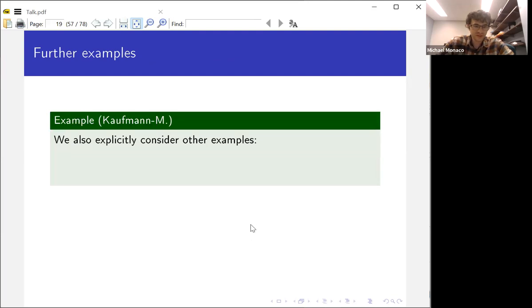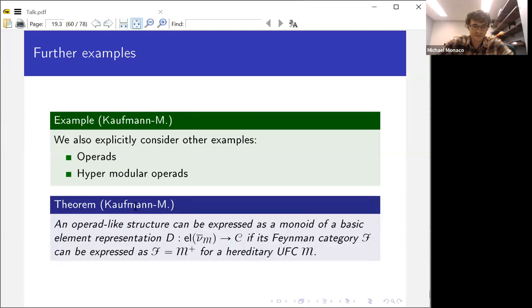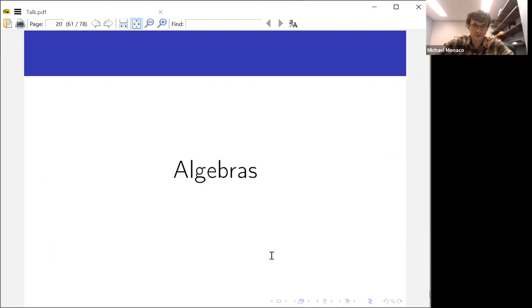So some further examples. In our paper, we explicitly consider operads and hypermodular operads. And then we show that in much more generality, an operad-like structure can be expressed as a monoid of a basic element representation, something like this. If it's a Feynman category, it can be expressed as a plus construction for hereditary UFC M.